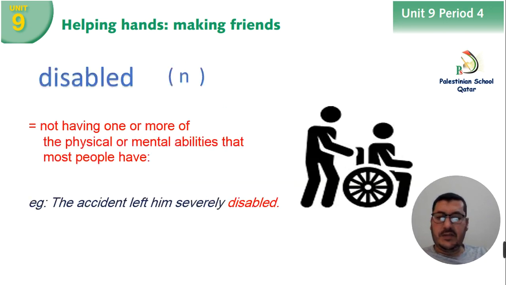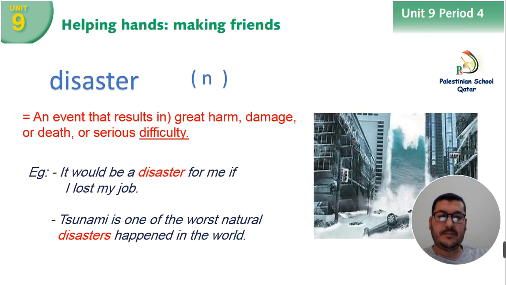Now the other one is disabled. As you know everybody, by looking at this picture you understand the meaning of disabled. Disabled is not having one or more of the physical or mental abilities that most people have. For example, the accident left him severely disabled. So disabled means when you don't have physical or mental ability.